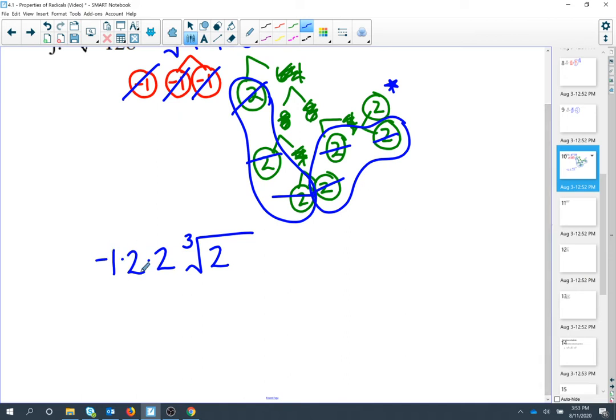Okay, -1 times 2 times 2. 2 times 2 is 4, times -1 is -4, and then we've got the cube root of 2, and we're simplified.